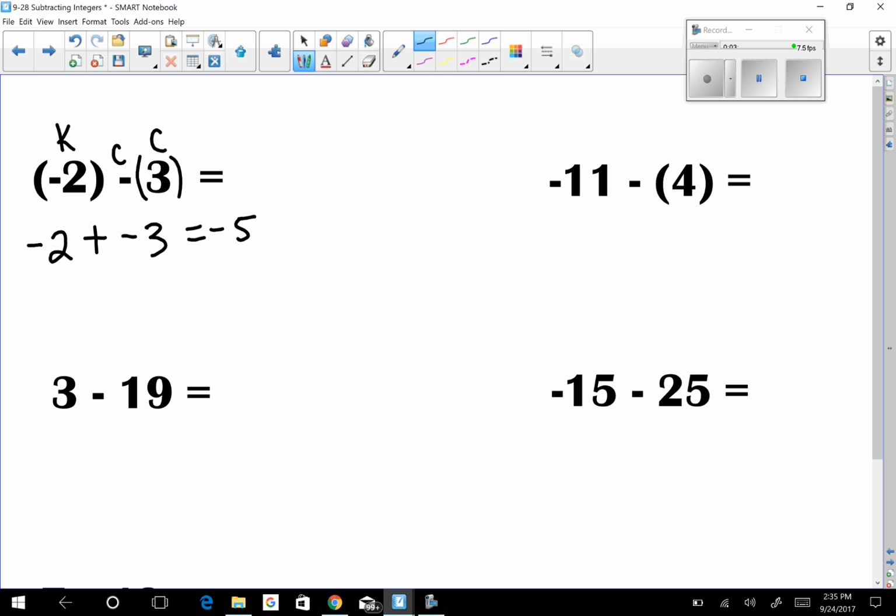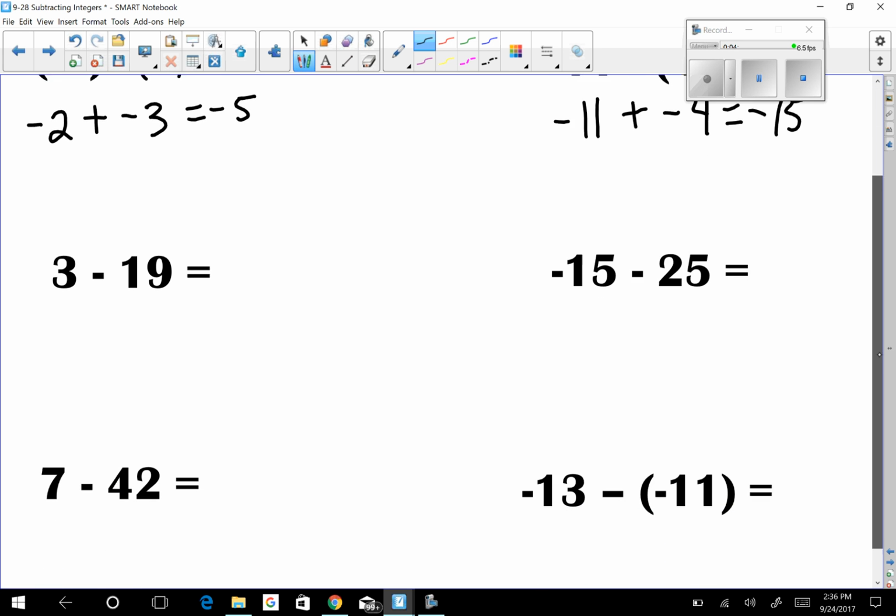Another example, -11 minus +4. Keep, change, change. -11, we keep it, so it's -11. Change your subtraction to be addition, and here this is +4, it now becomes -4. And now we're just back to an integer addition problem. They're both negative, they have the same sign, so we're going to sum. So 11 plus 4, that's 15. Both numbers are negative, so it is -15.